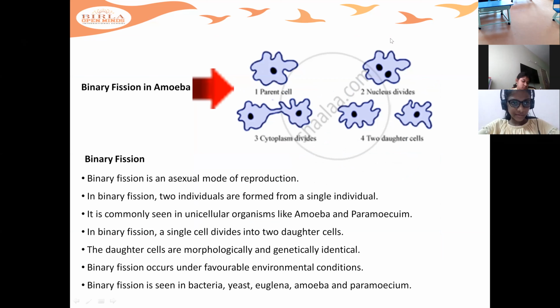Here, the daughter cells are morphologically and genetically identical. So the daughter cells are identical now. They are the same, isn't it? Binary fission occurs in favorable environmental conditions. If the environmental conditions are favorable, then the cell thinks of dividing itself into two.